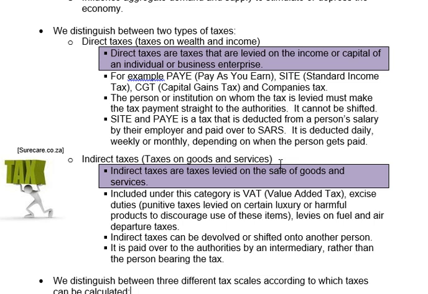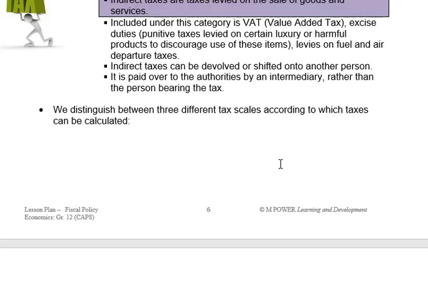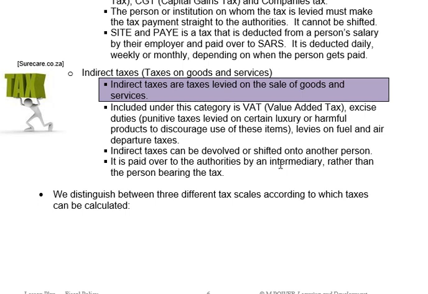The second type of tax is your indirect taxes. Indirect taxes are taxes that are levied on the sale of goods and services. Included in this category will be your VAT that we pay on most of the things we buy, excise duties, sin tax on cigarettes and alcohol. Your fuel levy is an indirect tax as well. Every single time that you put in fuel, the fuel levy is part of the price that we pay for the fuel. Departure taxes if you fly, it's a service that they are providing, that is also an indirect tax. Customs duties are an indirect tax.